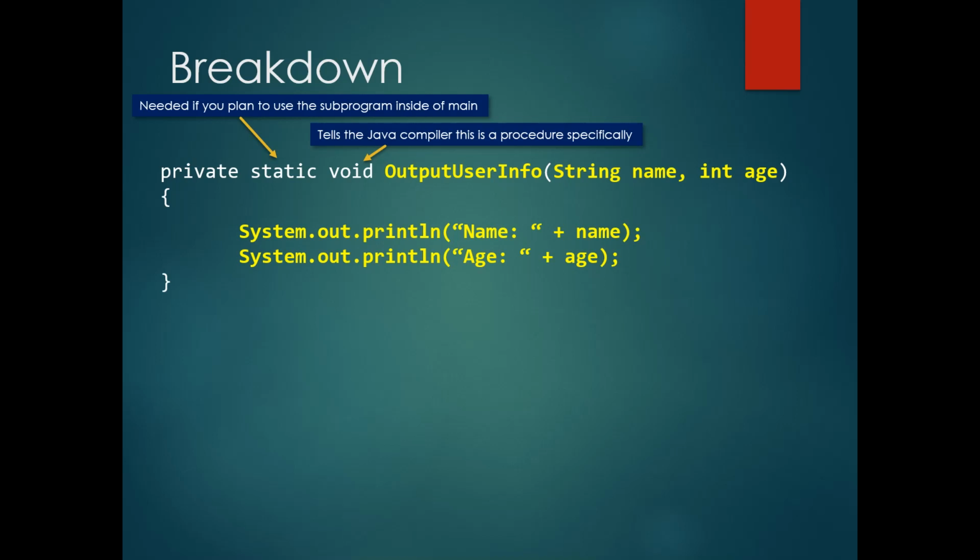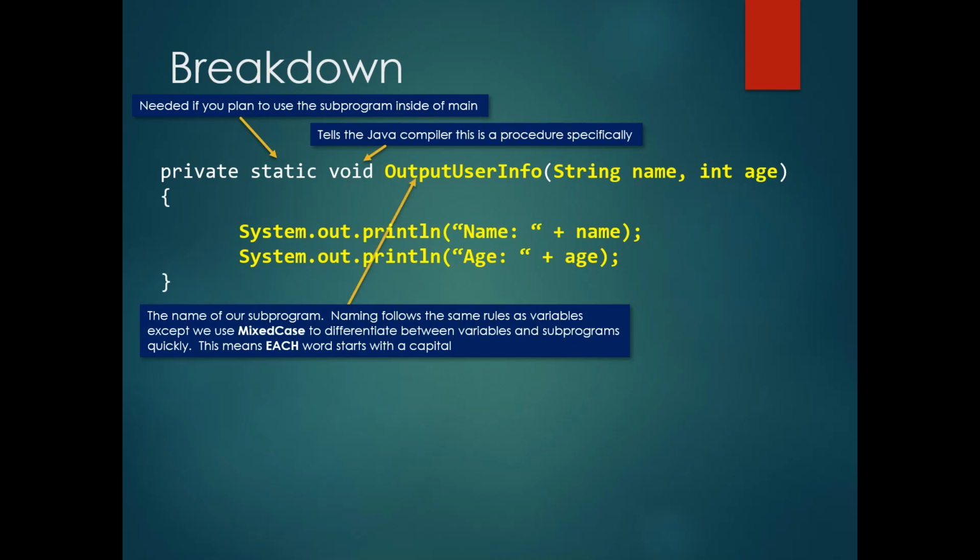The next is that keyword void. This tells Java that you're building a procedure specifically, not a function. You're building a procedure. Void means nothing. It means less than nothing. It means emptiness. And we'll come back to why we need that keyword there in the next lesson. The next thing is, of course, the identifier.